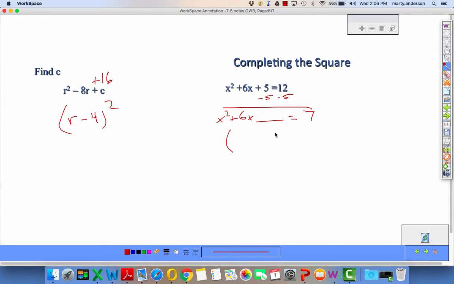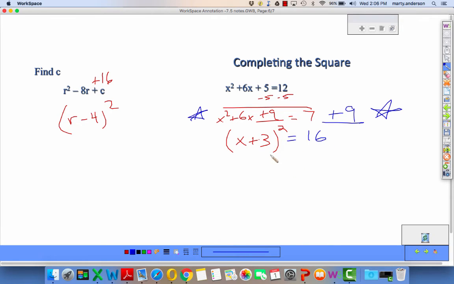Next, make a perfect square. x plus, what goes here? 6 divided by 2, 3, squared, 9. Here's a big moment. Pay attention. If I add 9 here, I gotta add 9 over here. I just added 9 to the left side of an equation. I must add 9 to the right side of an equation. So this is going to be equal to 16.